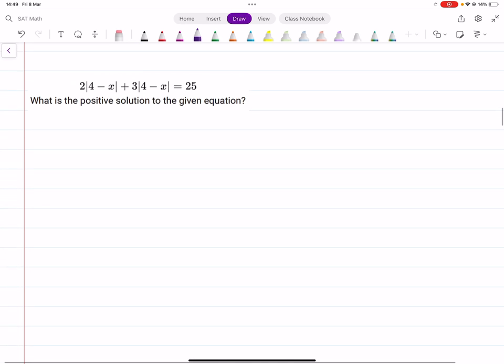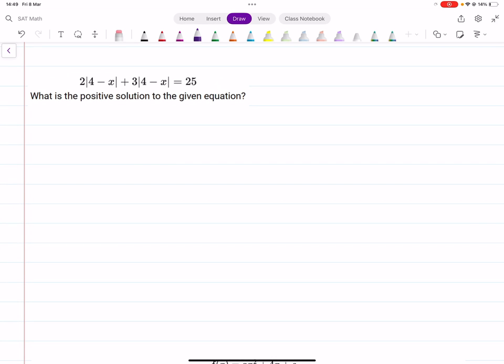Let's move on. Okay, so now we need to find the positive solution to this given equation. It's an equation that involves the modulus function. Now we have 2 into modulus of 4 minus x plus 3 into modulus of 4 minus x, and that equals 25. Now it'll be much easier if we just simplify this. You see, this is the same thing being added, modulus of 4 minus x, but the coefficient is different. So 2 times this plus 3 times this. We can simplify this as 5 times modulus of 4 minus x, and that equals 25.